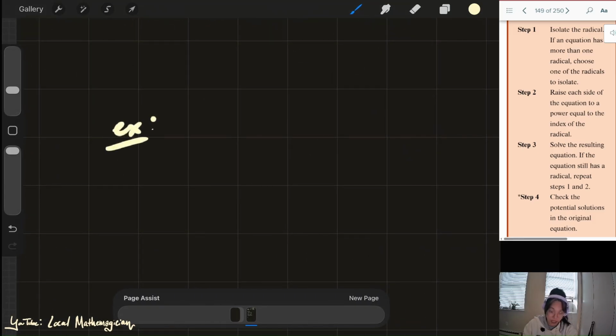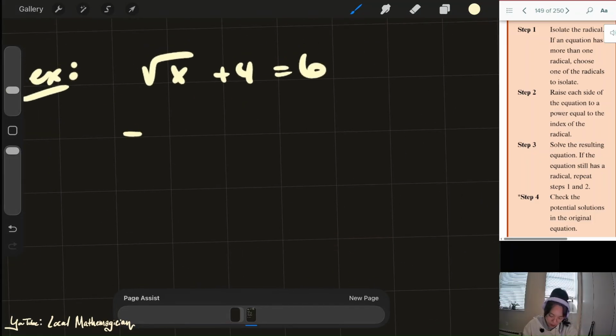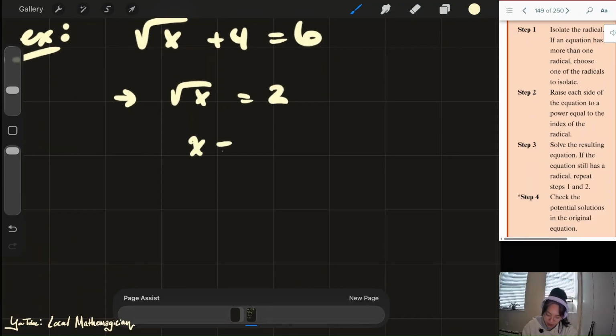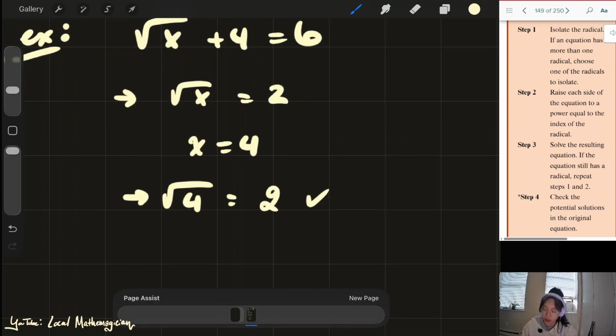We are going to look at number 13, which is root x plus 4 is equal to 6. Step 1, isolate the radical. Subtract 4 on both sides. Root x is equal to 2. Square both sides. X is equal to 4. Okay, plug it back in. Root 4, again, principal root, is equal to 2. We are done. Let's do a harder one.